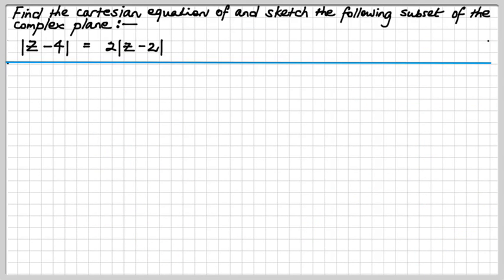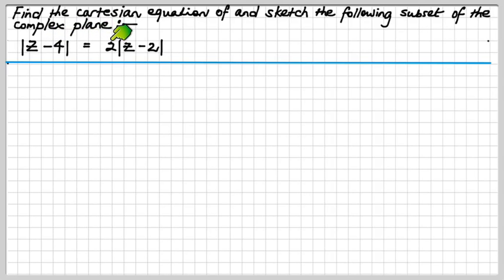So, find the Cartesian equation of and sketch the following subset of this thing. Now look, guys and gals, I don't really need you to solve this. This doesn't come up in the exams, but I needed you to recognise the form of this.